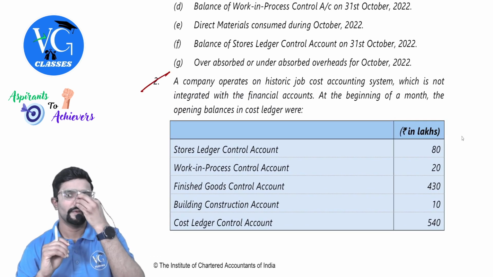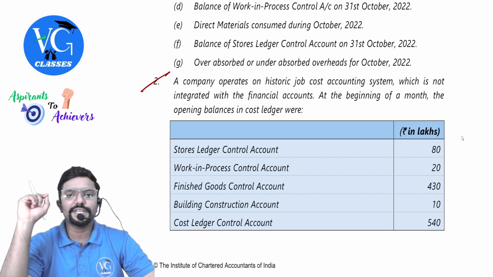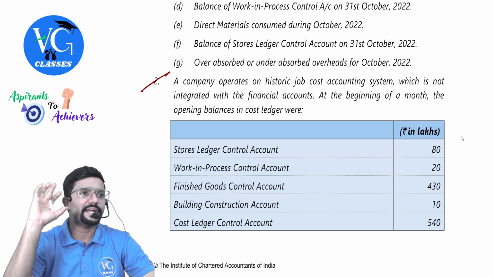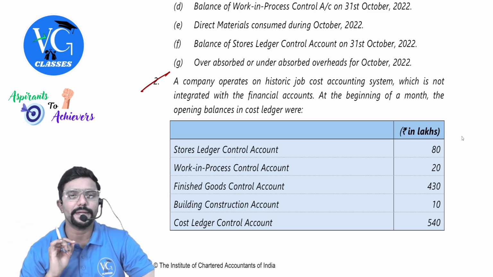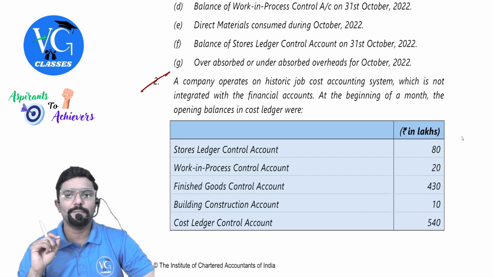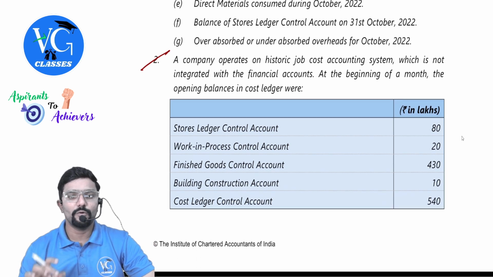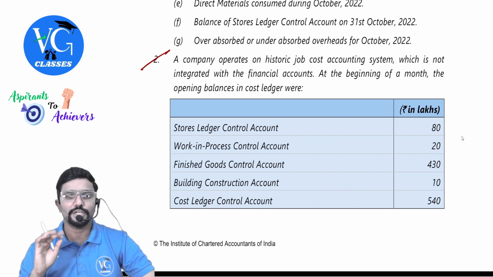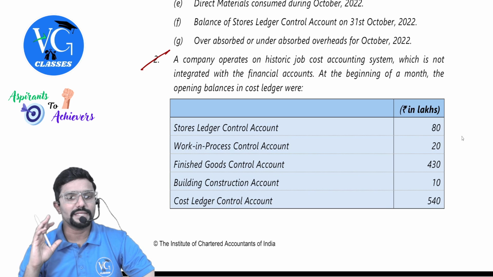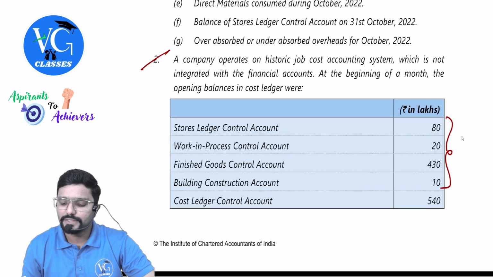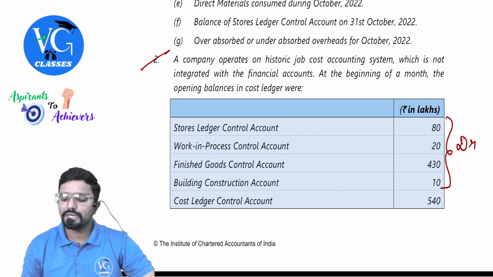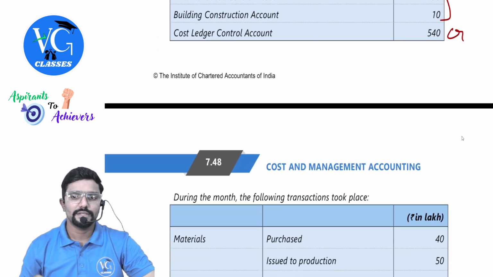Question number. A company operates on historic job cost accounting system, which is not integrated. That means they are following what? Non-integrated with the financial accounts. At the beginning of a month, the opening balances in the cost ledger are shown. Pay attention. Stores ledger control account opening balance 80. Work in progress control account 20. Finished goods control account 430. Building construction account, asset, guys, 10. All this will have what? Debit balance. Cost ledger control account will have what balance? Credit balance. They are not mentioned, no sir.